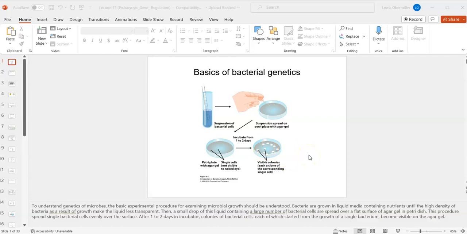Just think about a piece of DNA, a nucleotide of DNA. You can't see that, but if you look at chromosomes under the microscope with thousands and millions of nucleotides, you can see that. All right. So that's basically how bacterial genetics works.